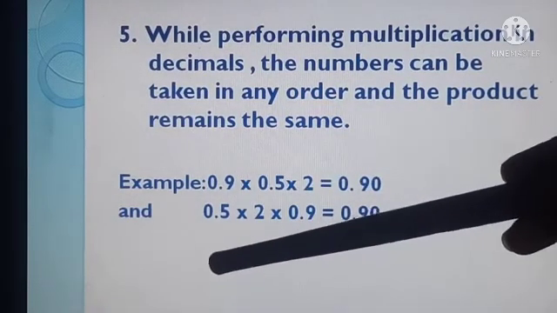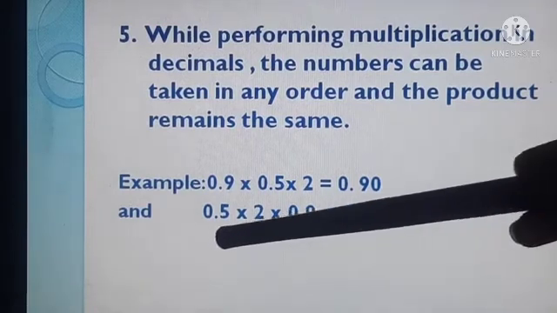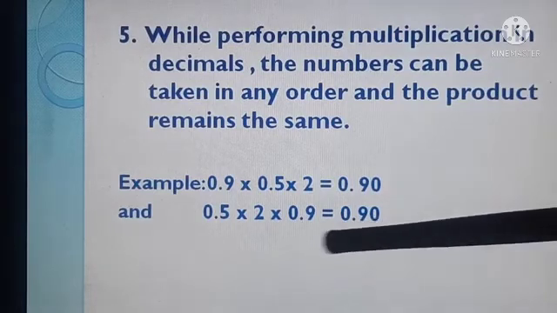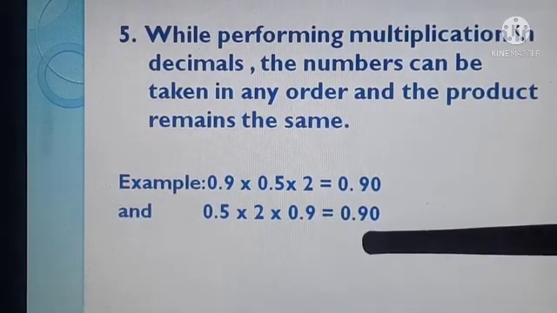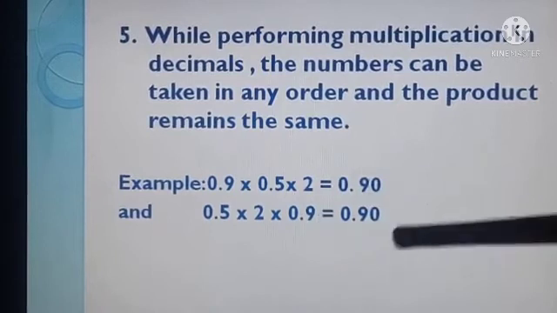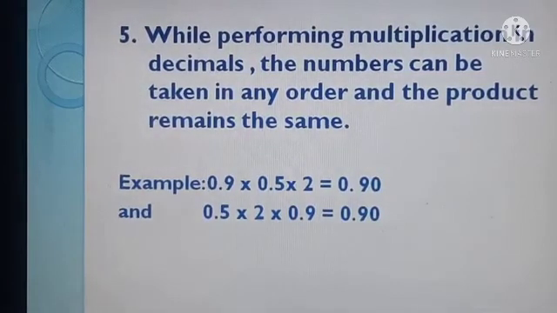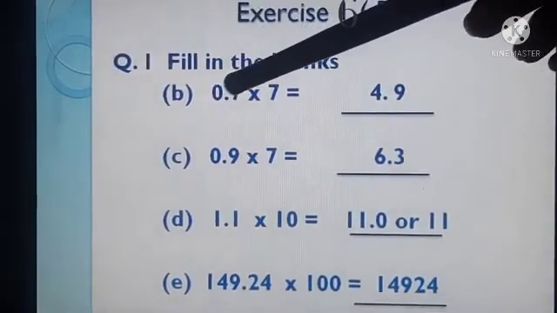Now, let's check this product when we have changed the order. 5 2s are 10. 10 9s are 90. After decimal, 1 and 2 digits are there. So, in product also 1 and 2 digits. So, we have seen that the product remains same when we are changing the order. Understood?